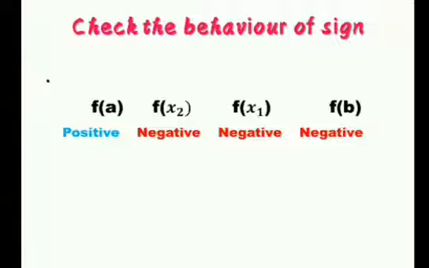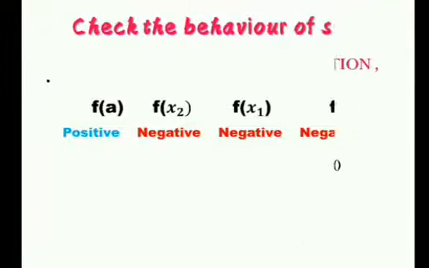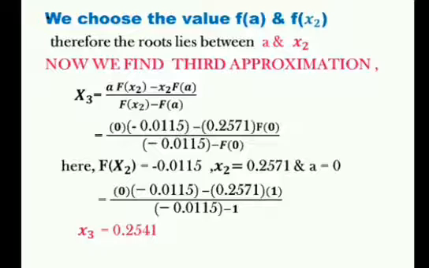It moves towards the left-hand side of the term, that is, f of a is positive and f of x2 is negative. It is a different behavior of the sign. So we choose the values f of a and f of x2. Therefore the root lies between a and x2. Now we find the third approximation. We already know the formula: x3, the third approximation, is equal to a into f of x2 minus x2 into f of a, whole thing divided by f of x2 minus f of a.